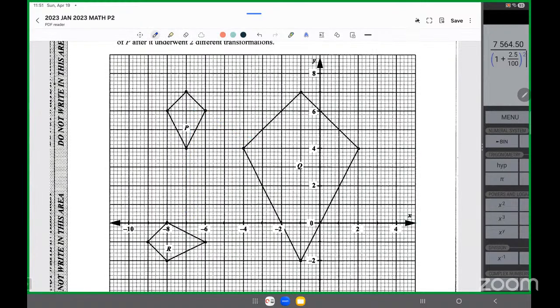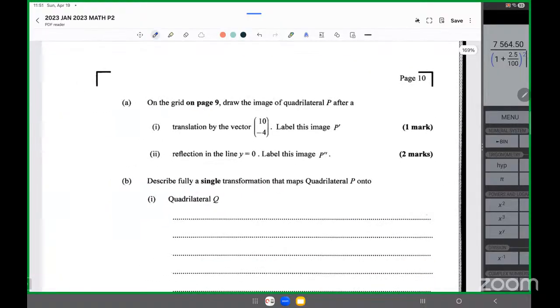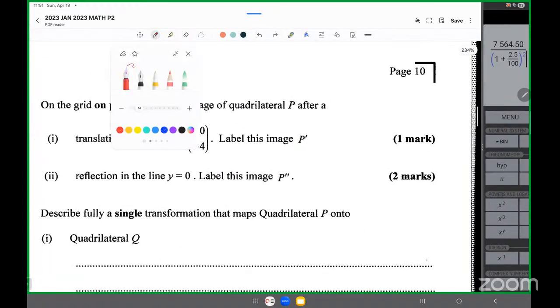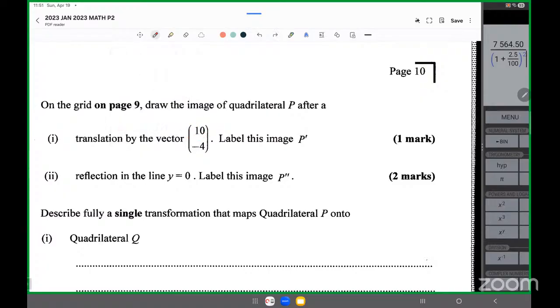So, it says on the grid on page 9, draw the image of quadrilateral P after a translation of (10, negative 4). 10 means 10 to the right, and the negative 4 means 4 downwards. That's what (10, negative 4) means. So you're going to move P 10 units to the right and 4 units downwards. That's for part A, and I want us to label that one P prime.